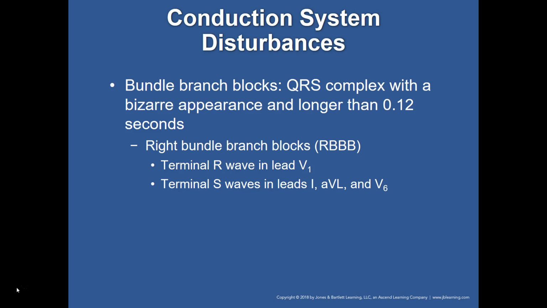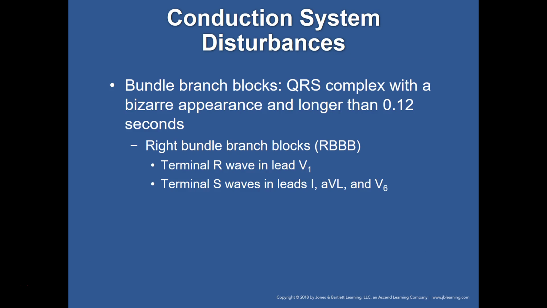So with a right bundle branch block, you have a terminal R wave in lead V1. You also see a terminal S wave in leads 1, AVL, and V6. The terminal being the last wave of the QRS. What we're going to mainly look at, though, is V1. We're going to look at V1 to determine left bundle branch block or right bundle branch block.